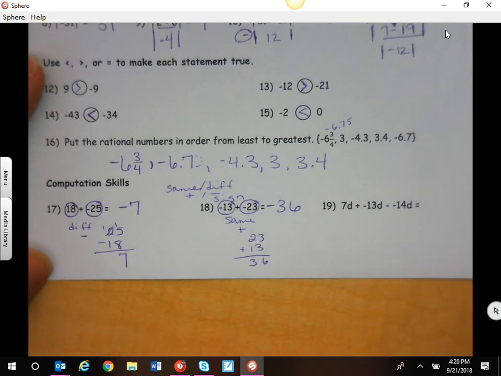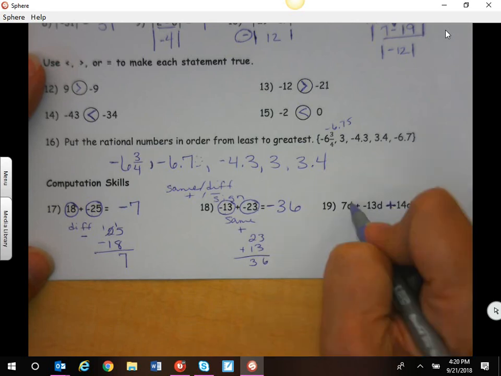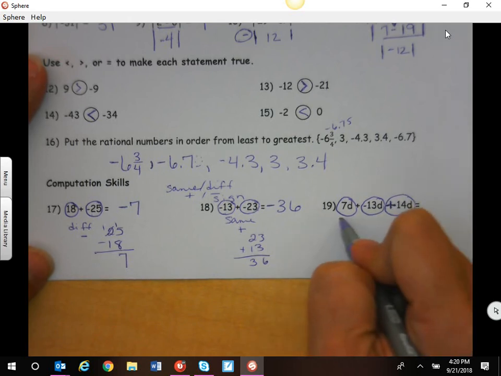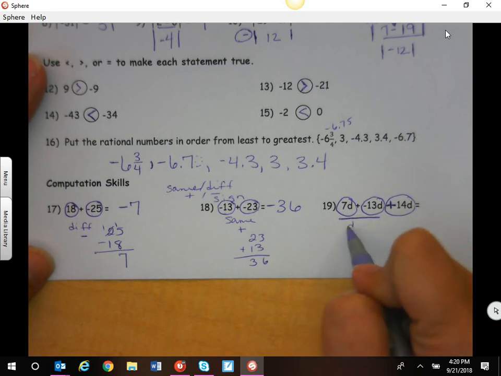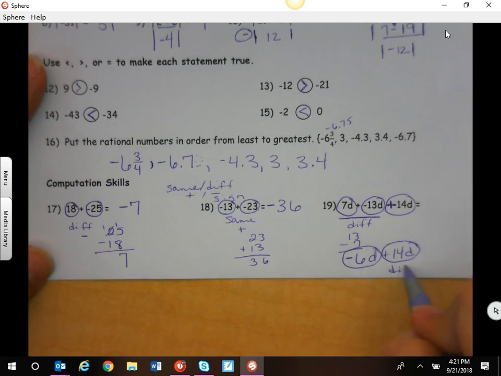Here we had multiple things happening. We talked about double negatives. Two negatives next to each other becomes a positive. So I have a positive 7D, a negative 13D, and a positive 14D. So now I can just go down the line because order of operations says in order left to right for add, subtract. These are different, so I'm going to subtract them. I have more negatives, and now I can bring my 14 down. These are also different, so I'm going to subtract them. I have more positives, so it's going to be a positive 8, and don't forget to add your letter at the end.